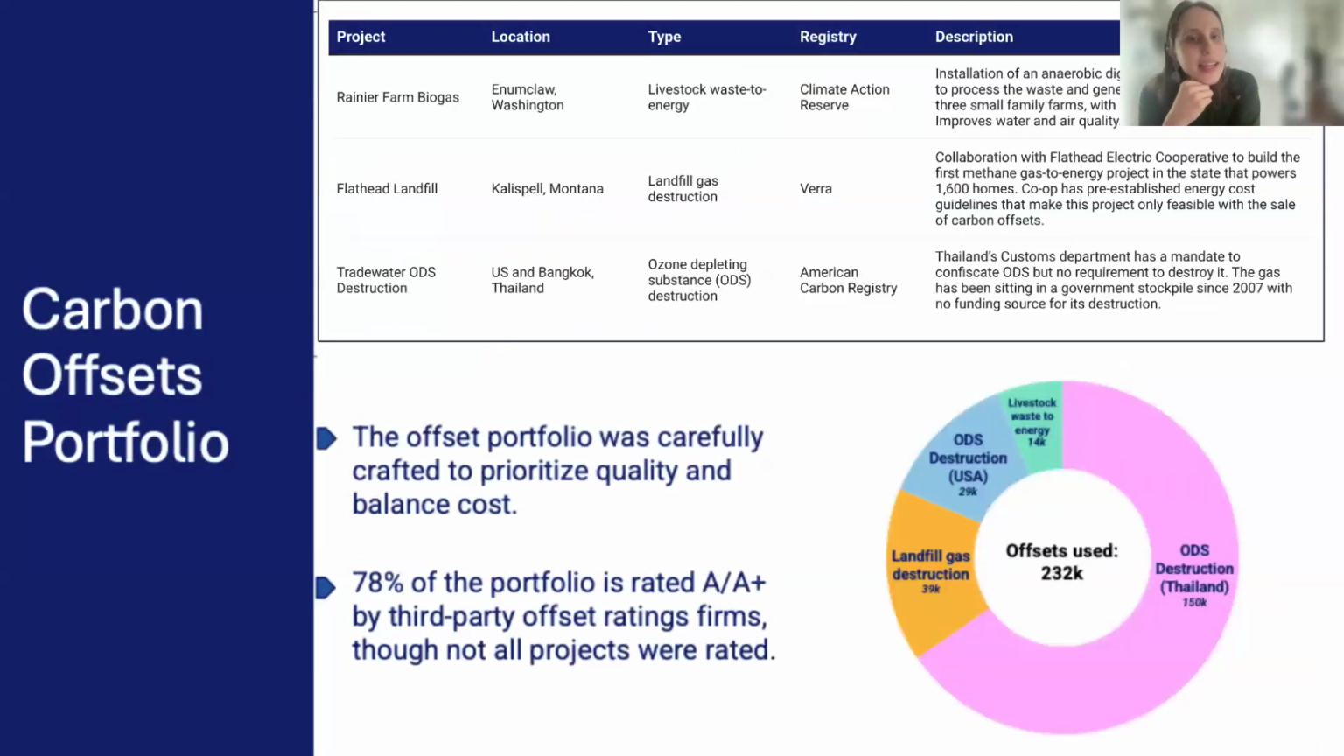Next slide. And so this is the final portfolio that we came up with. It is a good amount of ozone depleting destruction credits, also from trade water. There's also some landfill gas destruction credits and livestock waste to energy. So you'll notice that they would all be considered industrial projects instead of natural resource projects. This was not on purpose, but I think was really due to the fact that we were not considering co-benefits. And so industrial projects rose to the top for us.